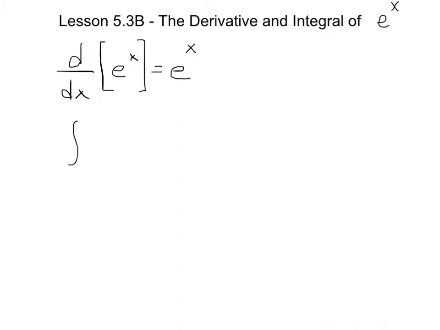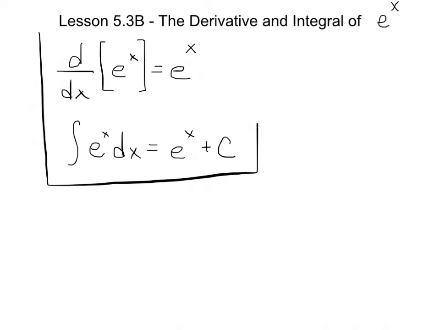What about the integral? What about the integral of e to the x dx? Well, given that the derivative of e to the x was e to the x, it seems reasonable that the integral of e to the x would also be e to the x plus c. And I suppose there's a sense in which this lesson could stop here, because that's the new material that you need to know. You need to know that the derivative of e to the x is e to the x, and that the integral of e to the x is e to the x plus c.